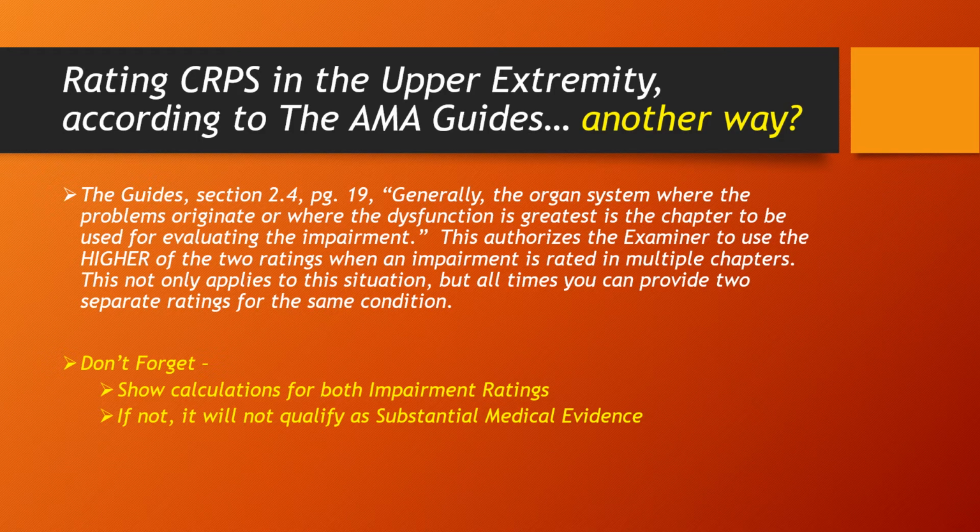This not only applies to this situation, but at all times you can provide two separate ratings for the same condition. All right, we understand that. Now, don't forget, show your calculations for both impairments. So you'll provide both impairments, and then you are allowed to use the higher of the two, but you have to show your receipts, or show the work that you provided, so they know that you established the correct impairment rating. If not, again, it will not qualify as substantial medical evidence, and we just may see you in a deposition request coming soon.